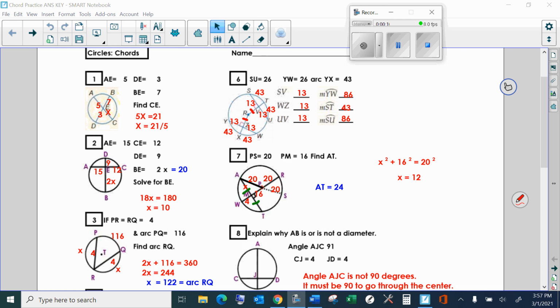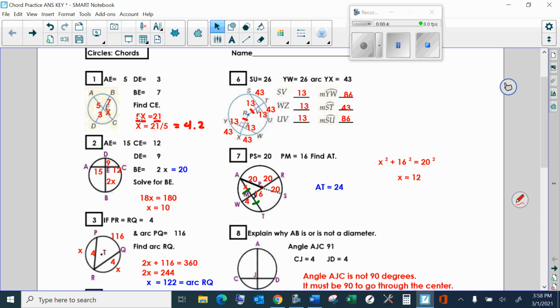Well, we know when two chords intersect each other within the circle that if I multiply the two pieces of one chord together, they equal the two pieces of the other chord. So I have 5 times x is 5x, which you see right here, equals 7 times 3 is 21. And last step, divide by 5 on both sides and you get 21 fifths. Or if you like the decimal, 4.2.